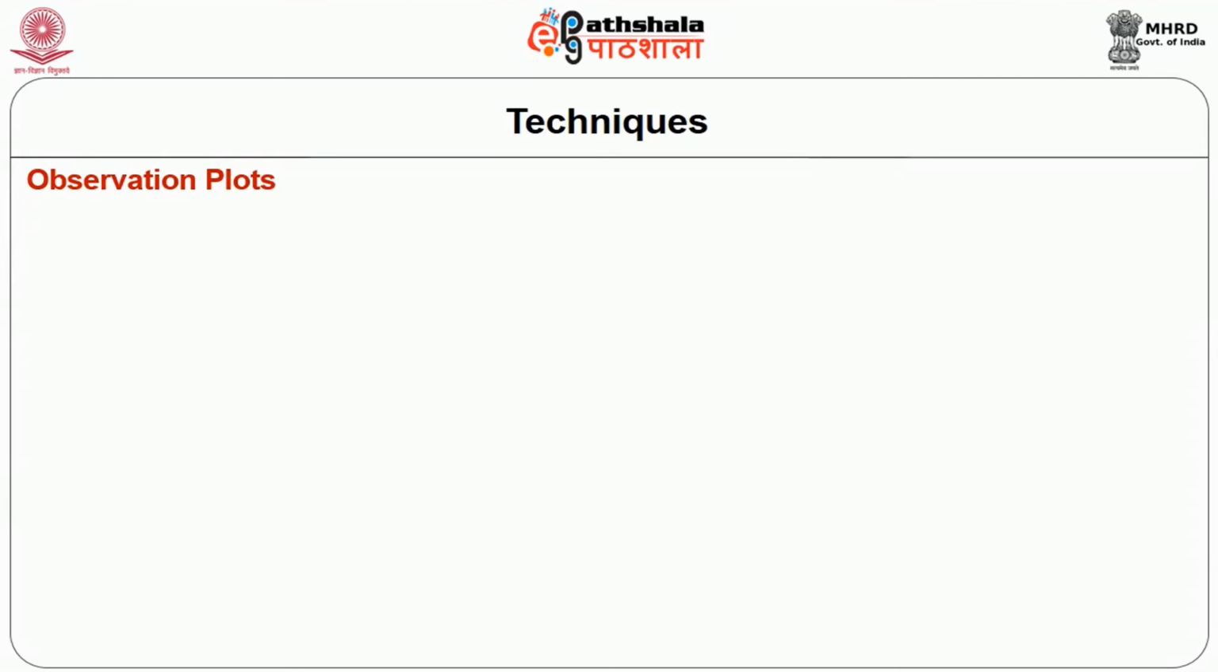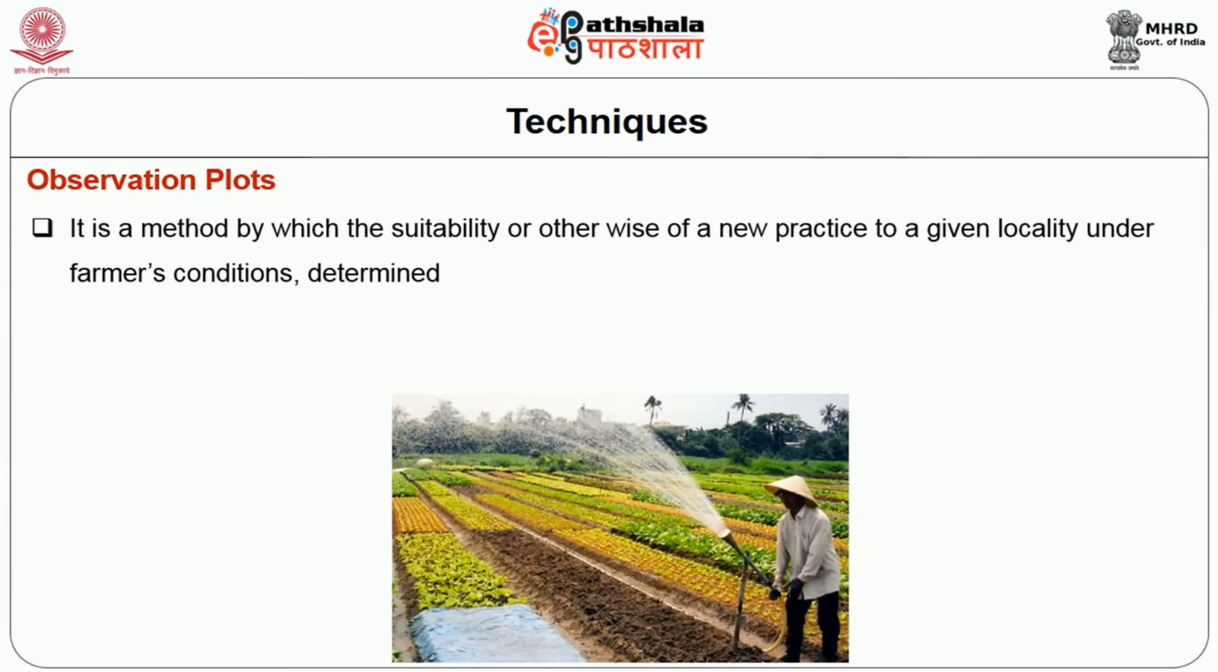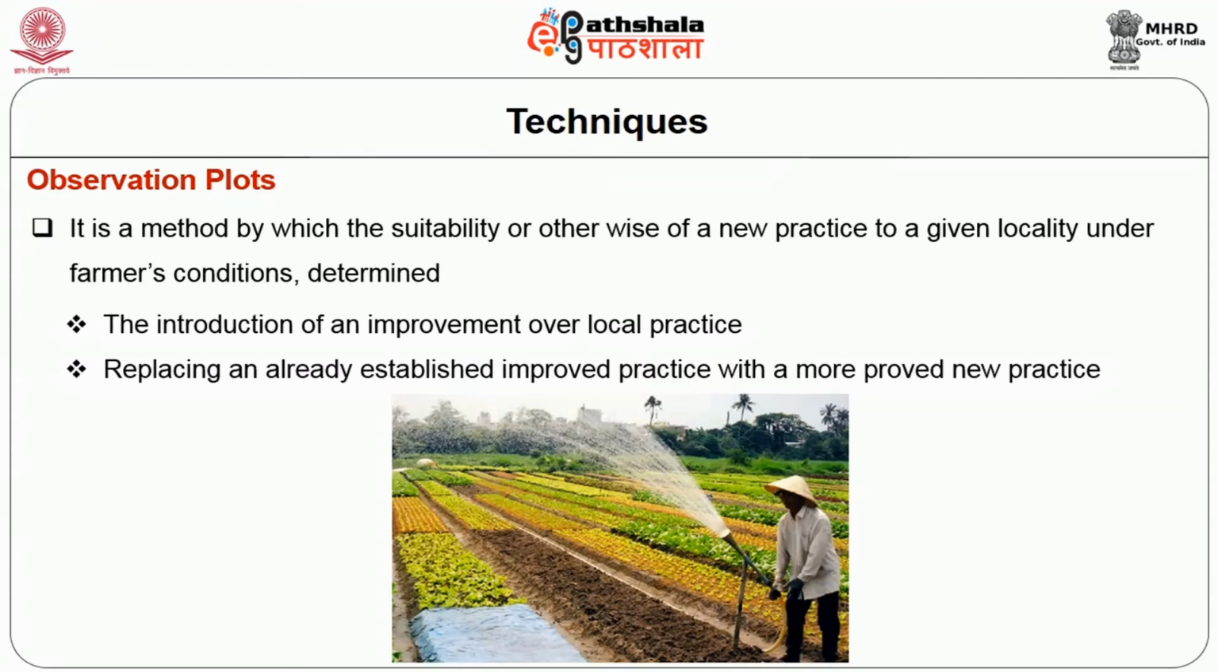otherwise known as adaptive or mini-kit trials. It is a method by which the suitability or otherwise of a new practice to a given locality and a farmer's condition is determined. A new practice may mean the introduction of an improvement over local practice. Example, replacing cultivation of pollinated maize with hybrid maize, or replacing an already established improved practice with a more proven new practice which had replaced it earlier.